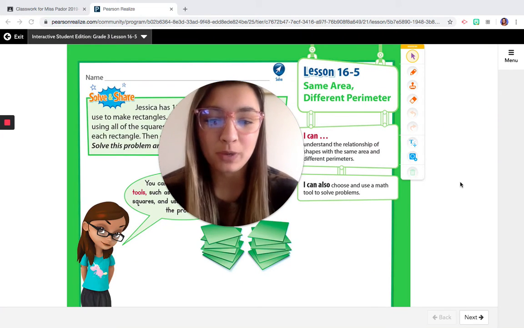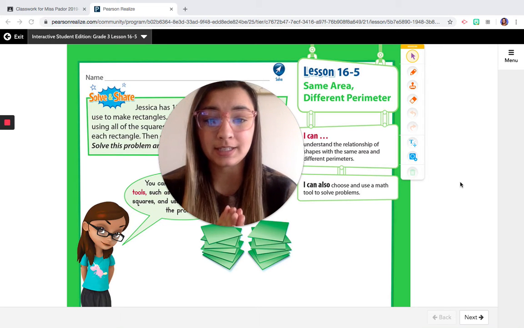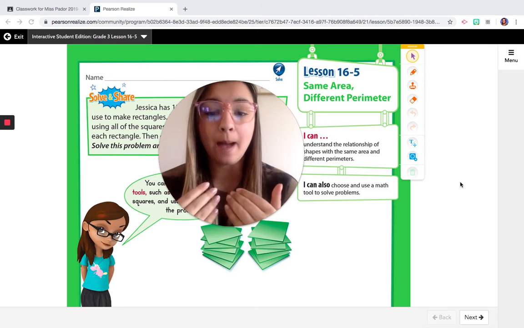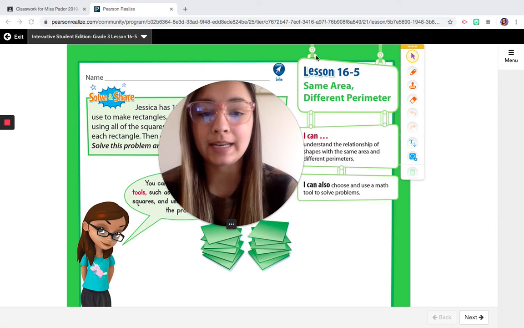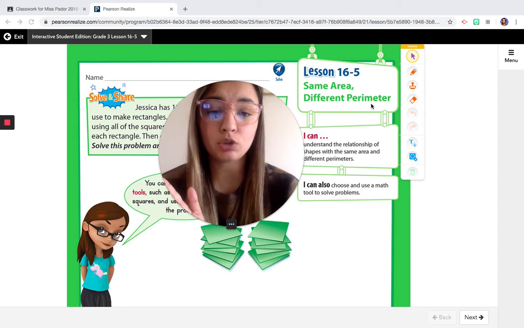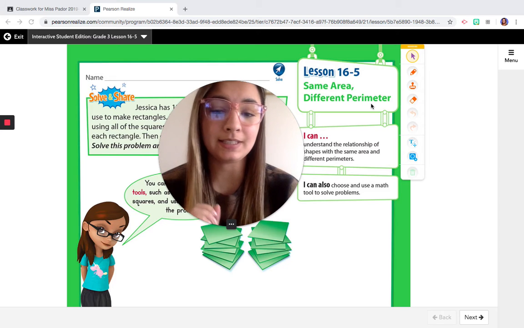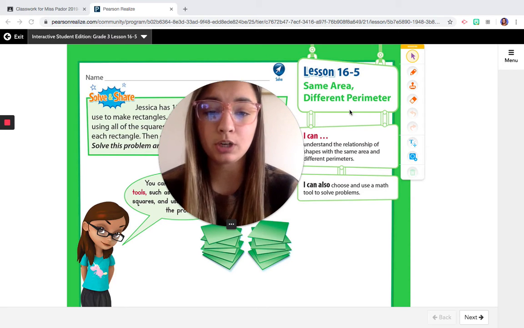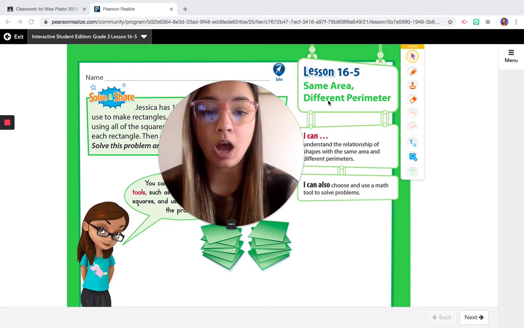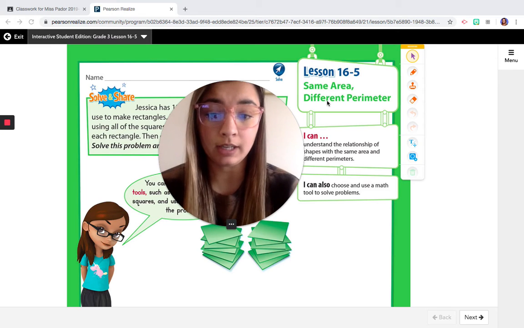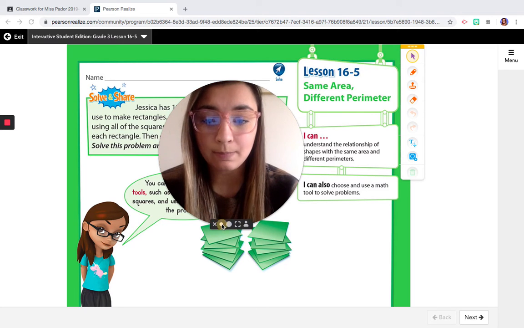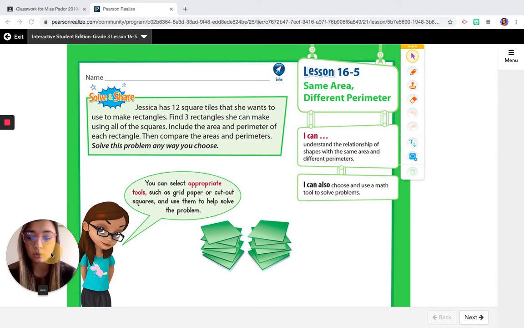So right now we are going to do 16-5, which is the opposite of what we just did. The video you just watched was shapes with the same perimeter and different area. Now we are going to work on shapes, specifically rectangles, just like last time, with the same area and different perimeter. Once again, I'm going to move myself down here to the corner so you can focus on the middle.